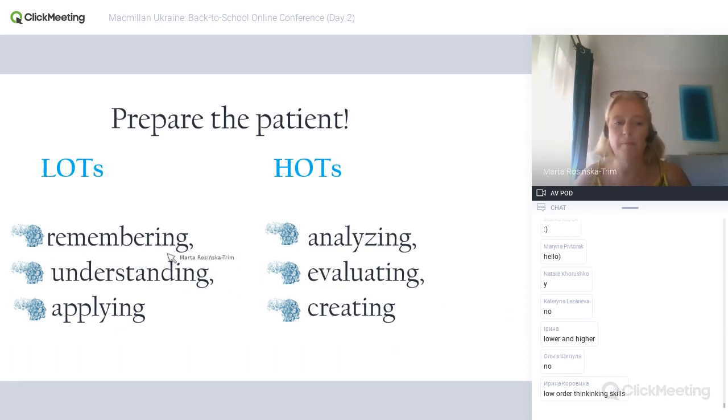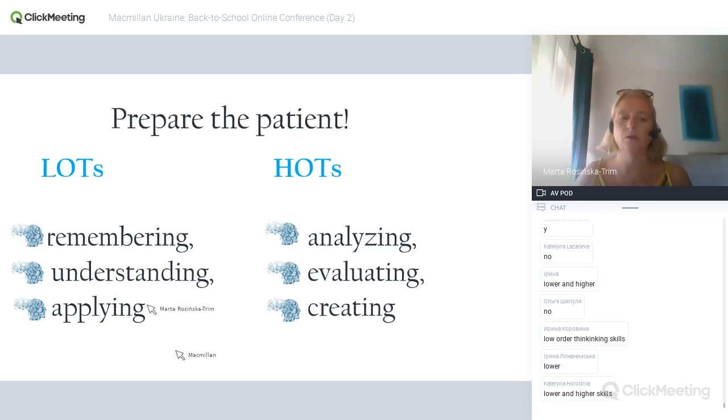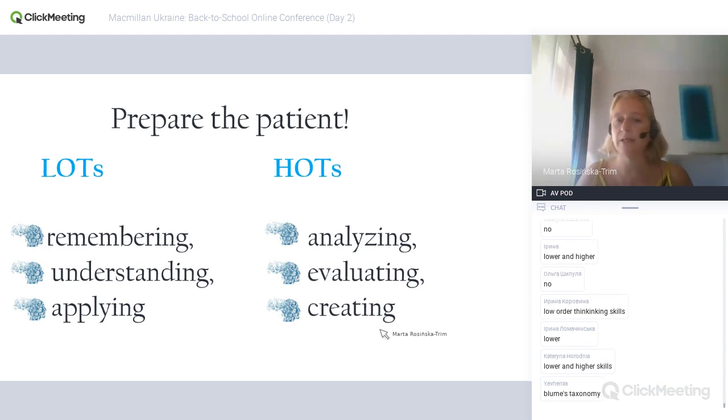LOTS is about remembering words, about understanding words and applying words. So you remember the meaning, you understand what it means, you can use it. HOTS means you can analyze more than just the meaning. I'll show you an example. You can evaluate if the word was positive or negative, what connotation it has. And finally, you can use the word creatively.